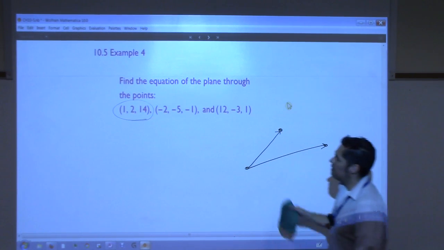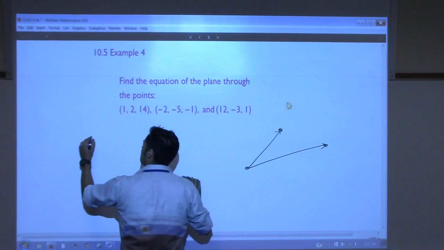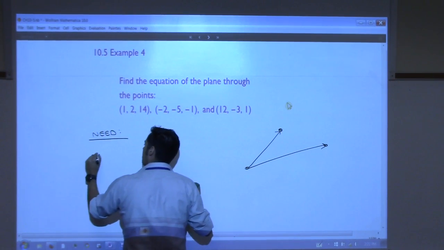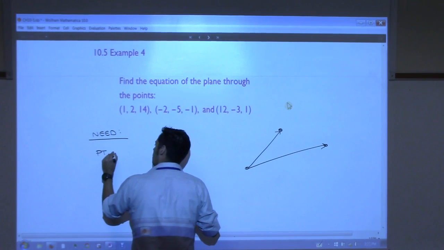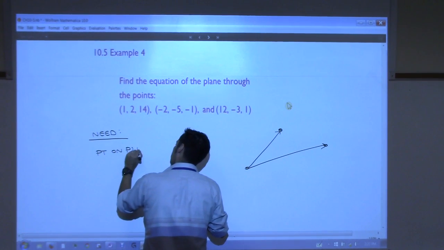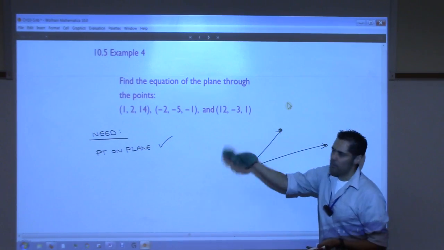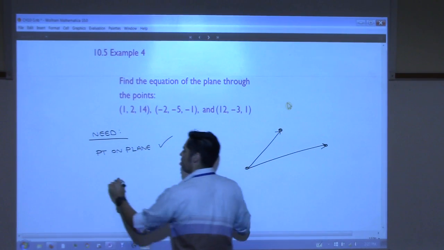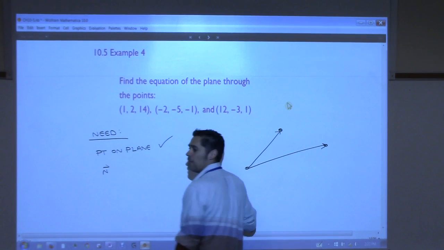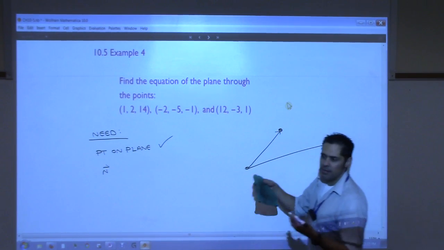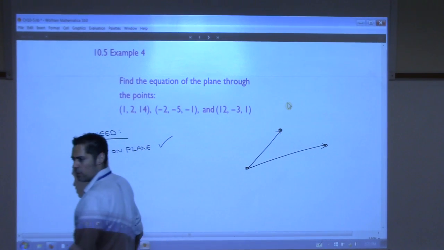So in this problem, I need 2 things. I need a point on the plane. Do I have that? Yeah, I have 3 of them, okay? I can pick any one of them I want. And I need a normal vector. That's what you need to define a plane. That's it. Do you have a normal vector? Not right now, right? You have to work for it a little bit.